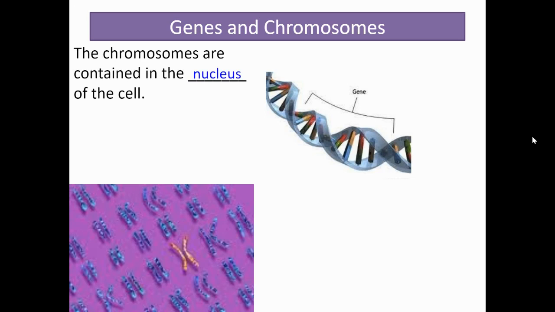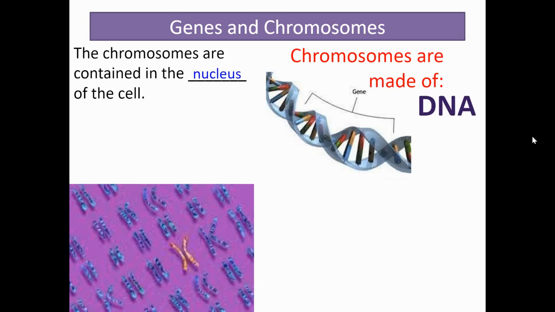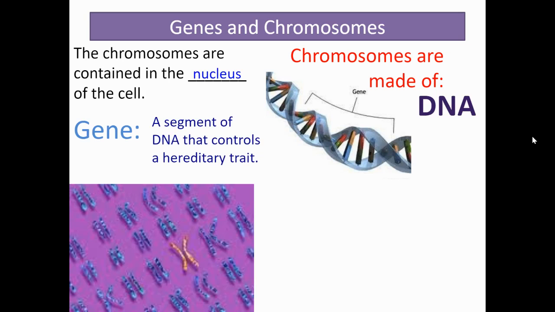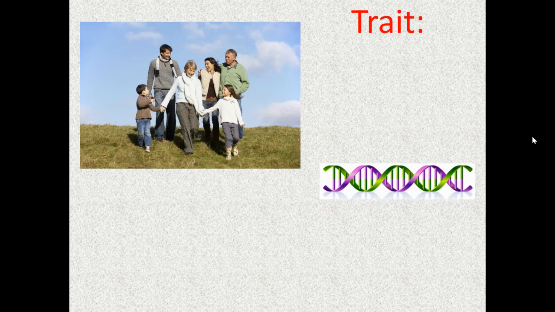Now, chromosomes, which are portions of DNA, we know are contained in the nucleus of all of our cells. Chromosomes are made up of DNA, and a gene is something we can find on specific chromosomes that represents segments of DNA that will control a hereditary trait.